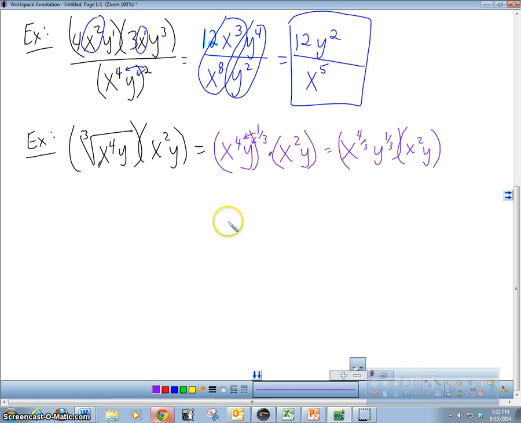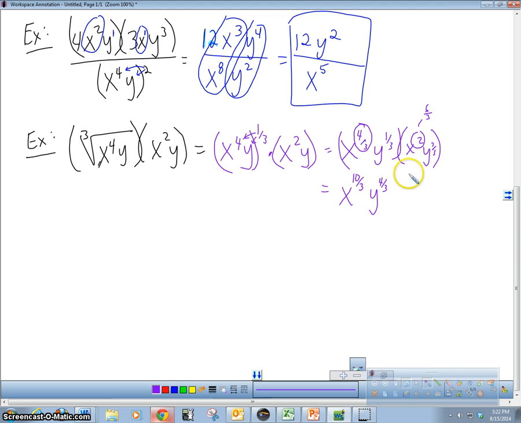So now what we're going to do here is add the powers, because we have everything multiplied together. So we're going to add 4/3 plus 2. To make that a little easier, I'm going to make that 6/3, right? Because to add fractions we need a common denominator, so I'm going to get x to the 10/3. For y, this is 3/3, right? Because it's a 1. So I need a common denominator. So it's going to be 4/3.